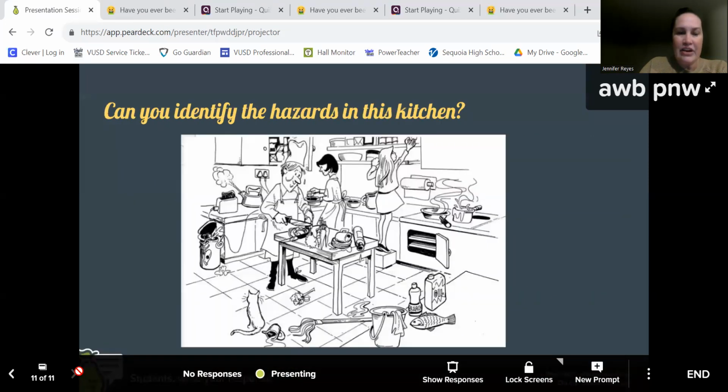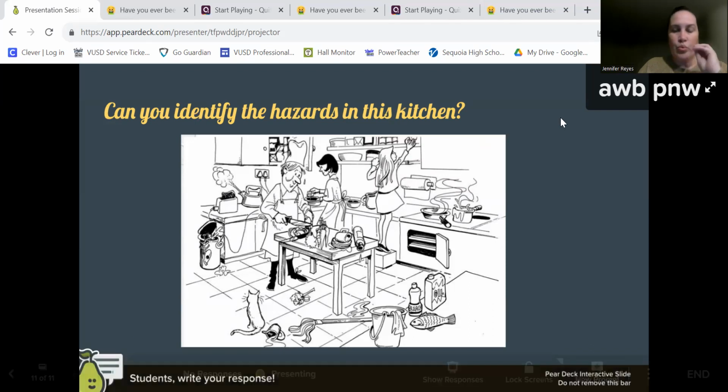And finally, here is another Pear Deck. This one will be a little bit different. They will, of course, use that code to make sure that they're following along with the slides and that they can identify the hazards in this kitchen. Here they will write or type what they see, and this will help me to know that they are able to identify some of the hazards or issues with safety or sanitation in the kitchen.